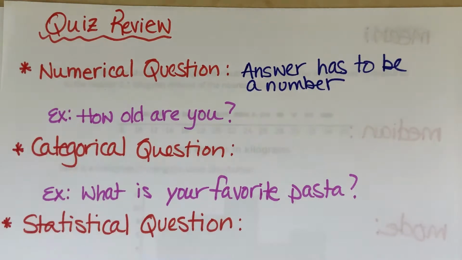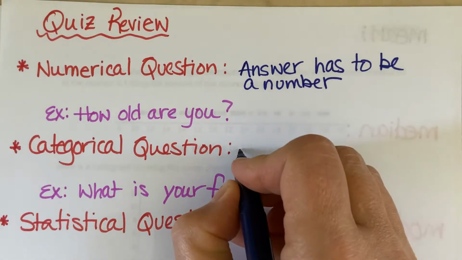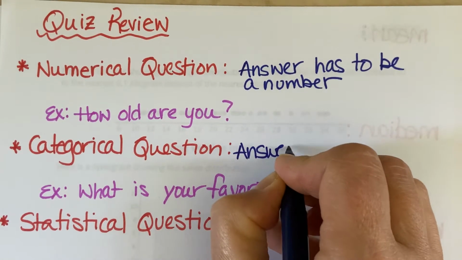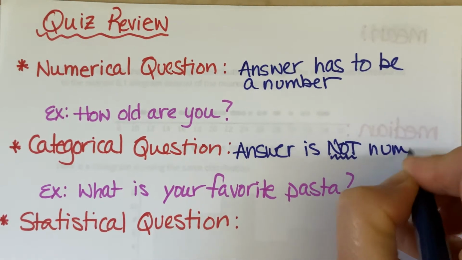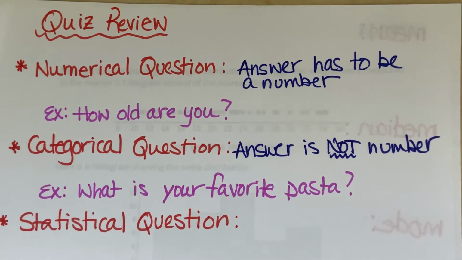A categorical question means the answer is not a number. So in other words, what's your favorite pasta? What color hair do you have? What's the name of your best friend? Those things are all considered categorical questions, okay? So in other words, it's not going to be a statistical, it's not going to be a data question. It is data, I guess. It's going to be a category though, okay? It's going to be a question that you answer without a number.